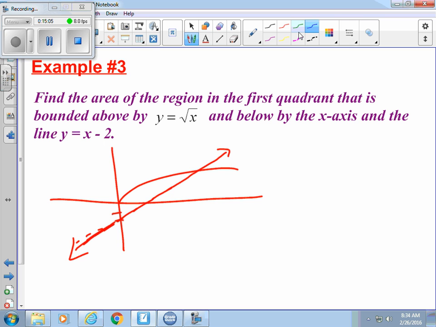So what region are we talking about? Okay, this one here, right? Which brings up the first time we have a slight issue. Anyone know what the slight issue is?